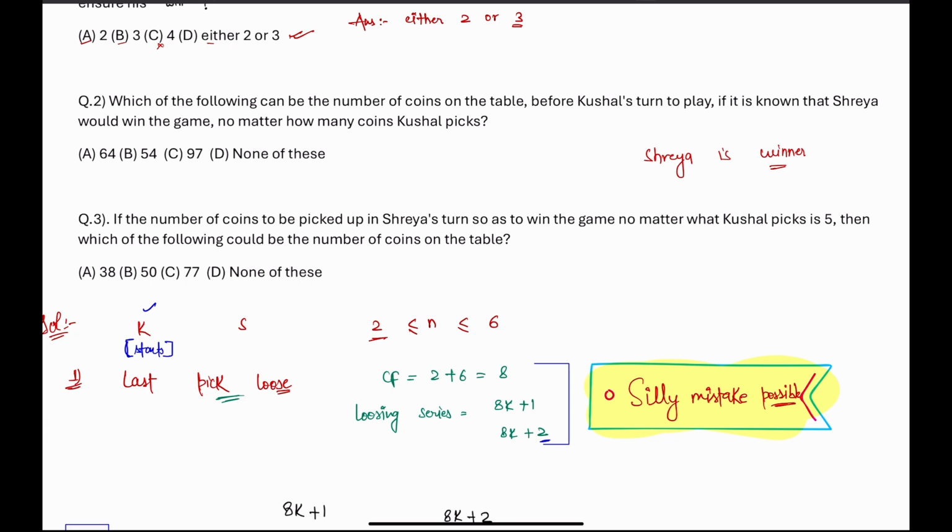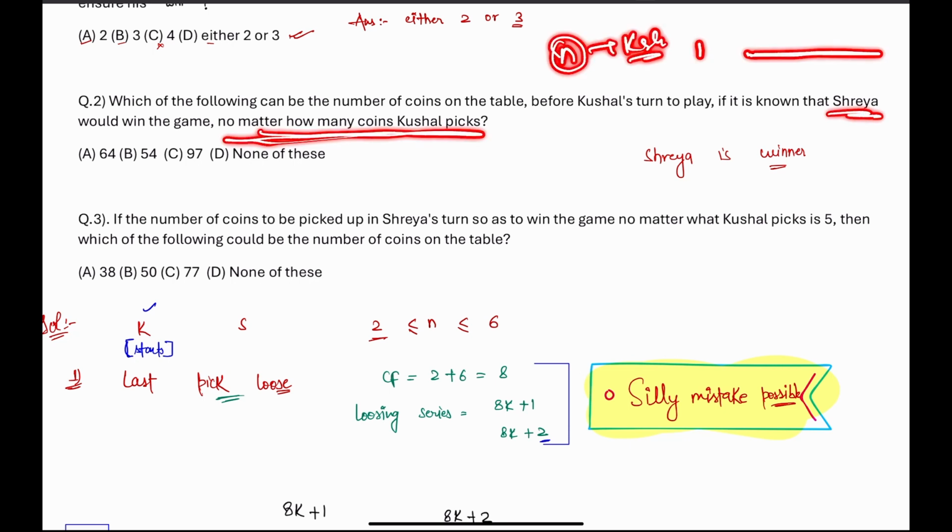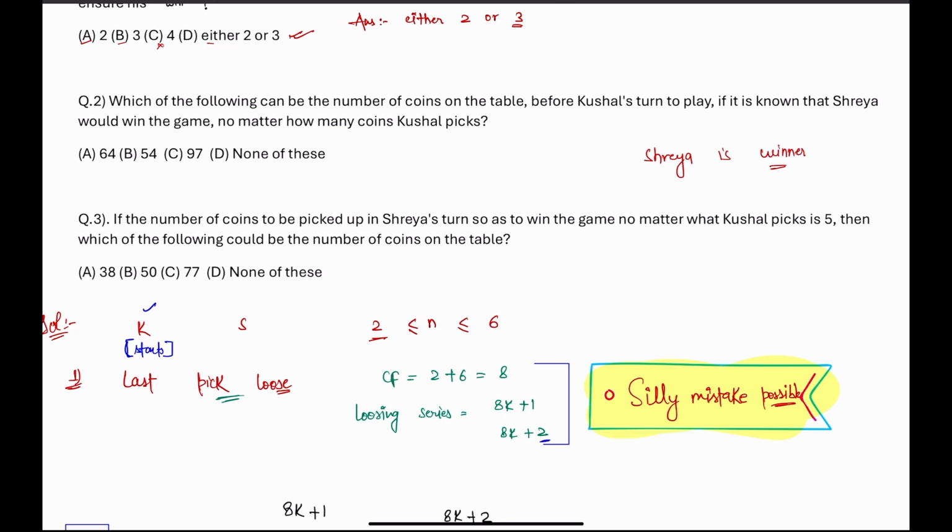So what this actually means is which of the following can be the number of coins on the table before Kushal's turn to play, if it is known that Shreya would win the game no matter how many coins Kushal picks. So even if we understand the same condition and coins are there, then Kushal picks. It is said that no matter how many coins Kushal picks, Shreya will surely win. If you read this statement again and again, you will come to know that the game will be started by Kushal, but no matter what Kushal does, he will surely lose.